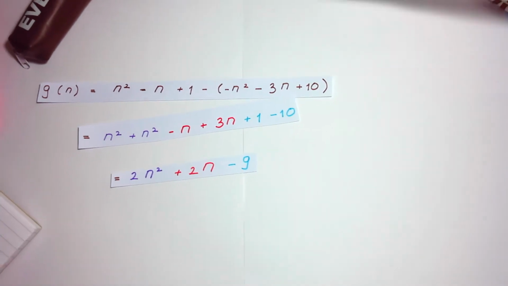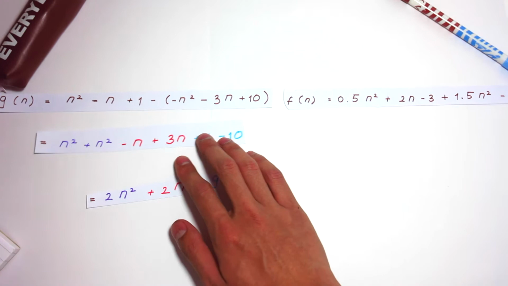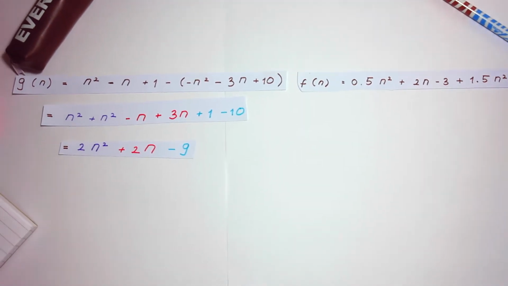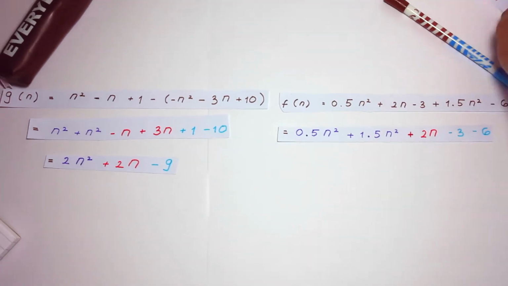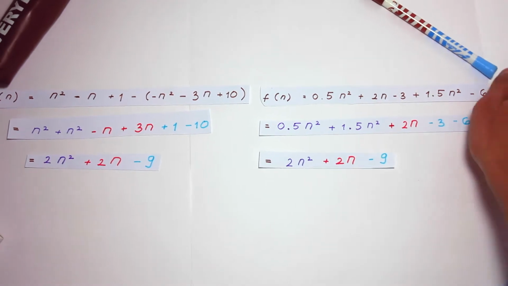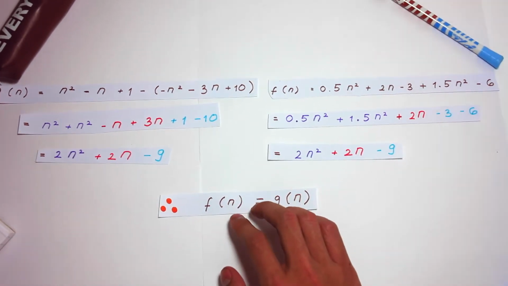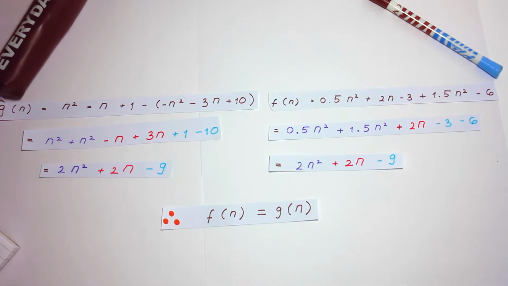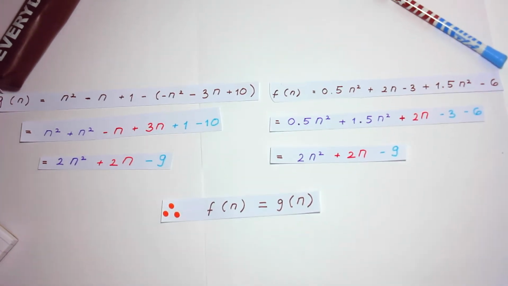Now, here are our two equations. The first one is on the right, and the second one is on the left. You see that the answers are the same, therefore, the function f of n equals g.